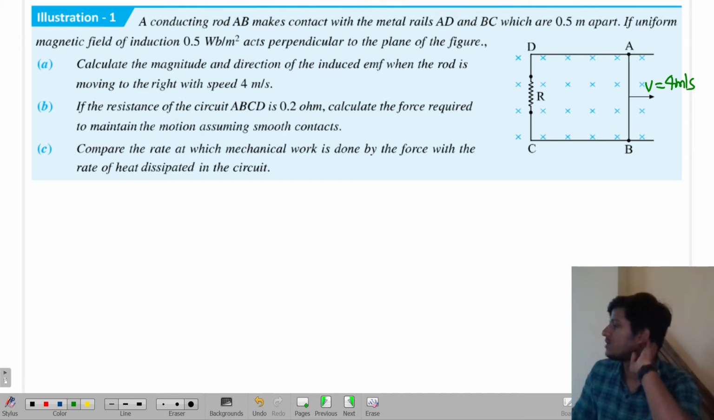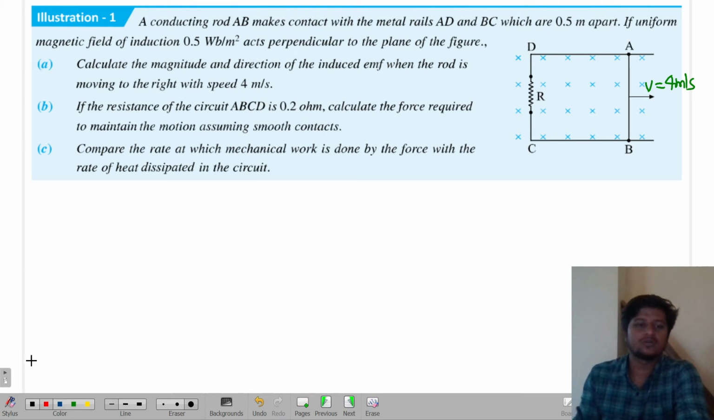How to do this question? Have you ever tried this kind of question or not? Does this loop have some kind of resistance or not? How much is this resistance? It is given in the second question. Okay, so I'll show you how to do this kind of problem.